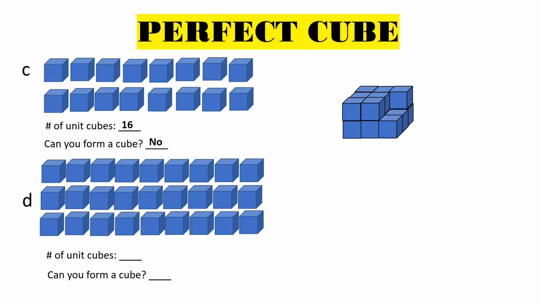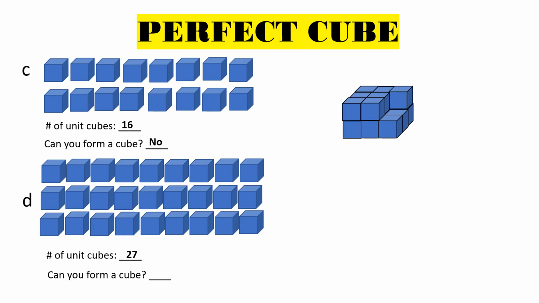All right, so letter D, once again, number of unit cubes. So let's count. 1, 2, 3, 4, 5, 6, 7, 8, 9. And then 9 times 3, that would be 27, right? Or let's continue counting. 9, 10, 11, 12, 13, 14, 15, 16, 17, 18, 19, 20, 21, 22, 23, 24, 25, 26, and then 27. So we have given 27 unit cubes.